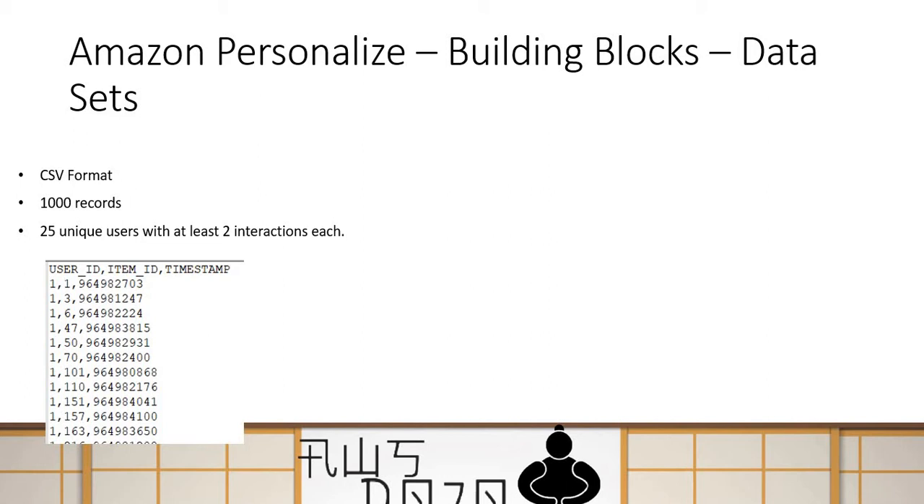So your data should be spread across 25 such users for which you want to create the recommendation. And then for each user, you should have at least 2 interactions, at least 2 records per user. So this is the kind of data distribution you need: 1,000 records, 25 unique users, and at least 2 interactions each user. And if you have this kind of data, then such data can be used for the training purposes.